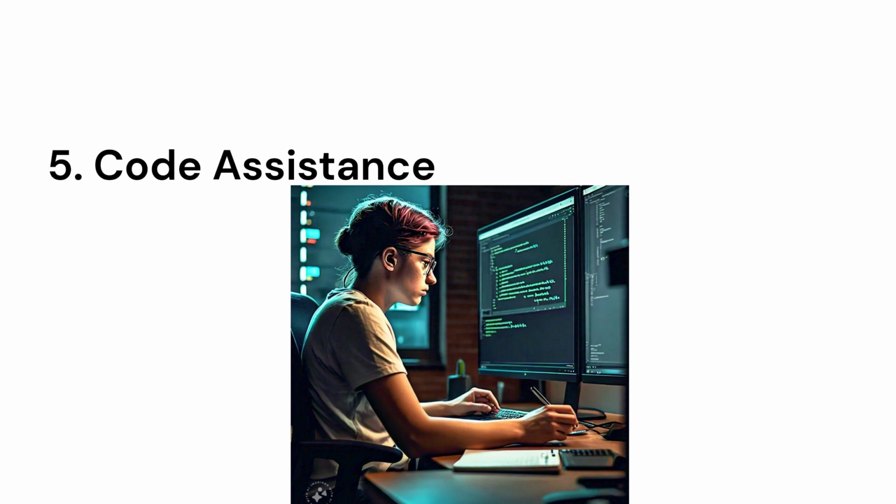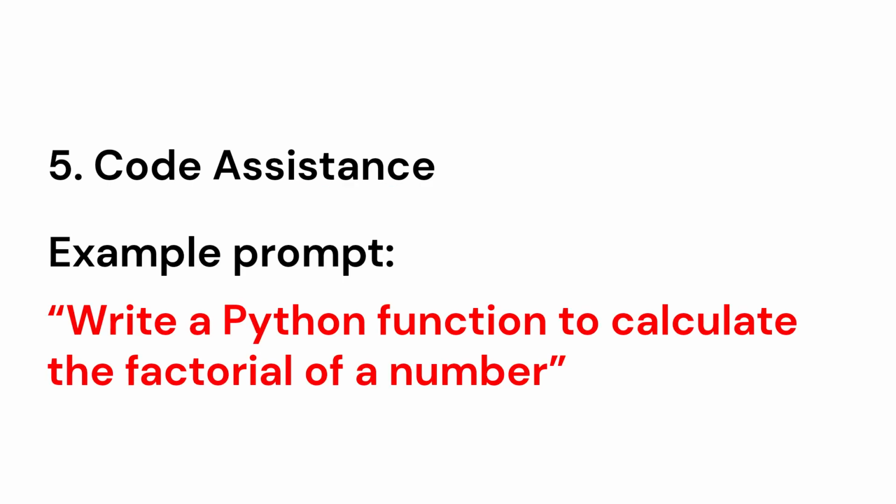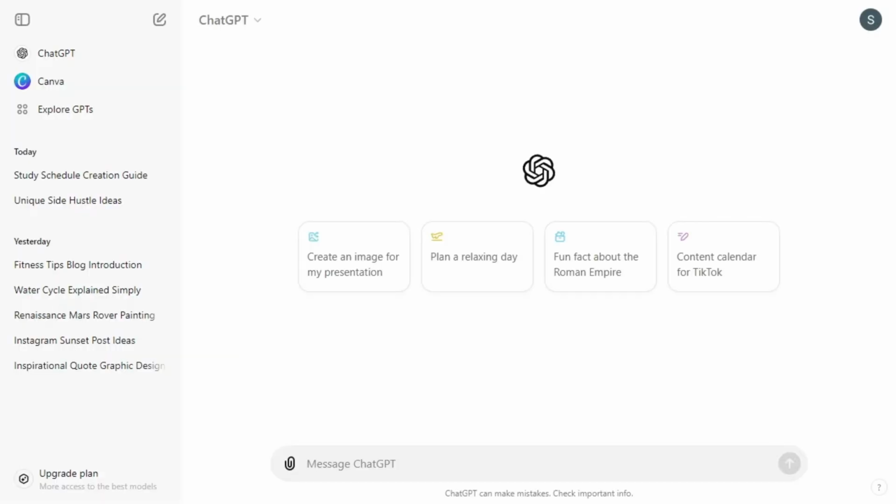ChatGPT can do more than just text. It can even write computer program code. Let's see a demonstration with an example prompt: write a Python function to calculate the factorial of a number.